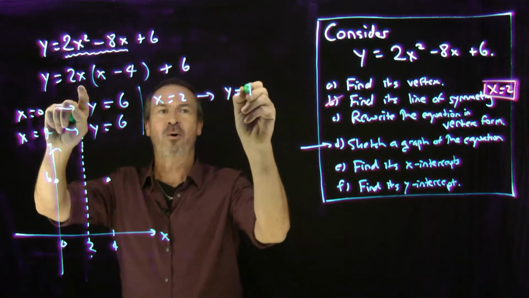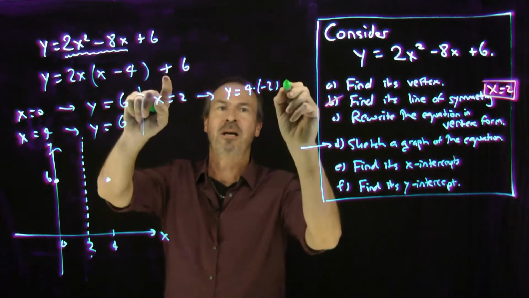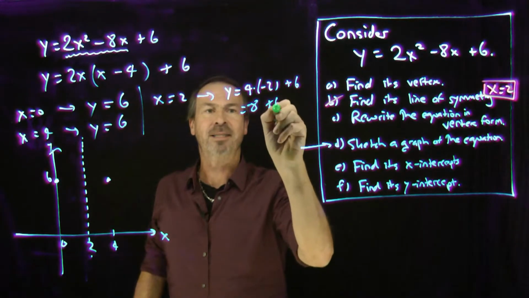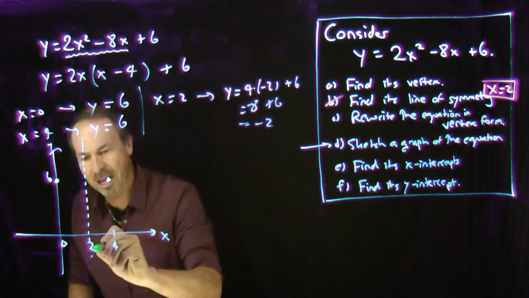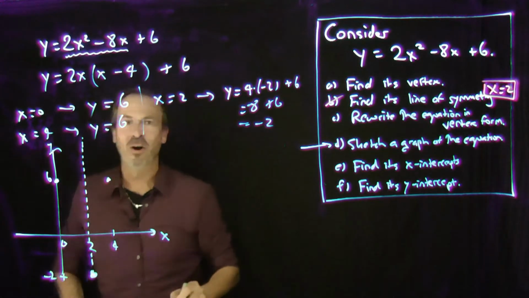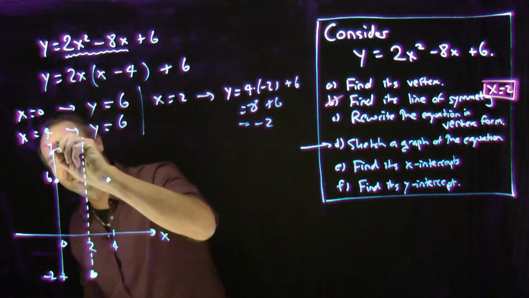Y would be 4 times 2 minus 4. That's negative 2. 4 times negative 2 plus 6. 4 times negative 2 is negative 8 plus 6. Negative 8 plus 6 is negative 2. Oh, it's down here. At x equals 2, it's down at negative 2. So there's the vertex. But now I've got enough to actually graph the thing.